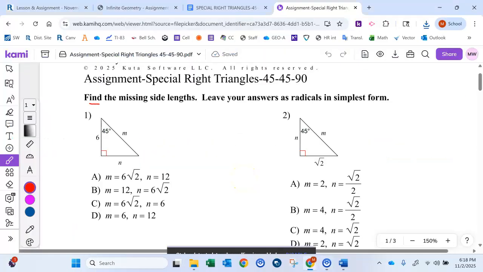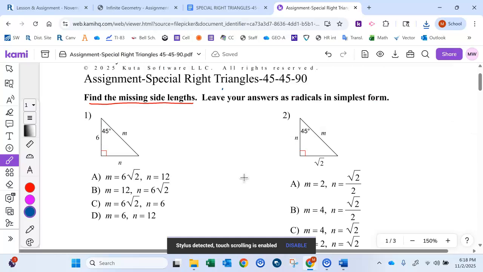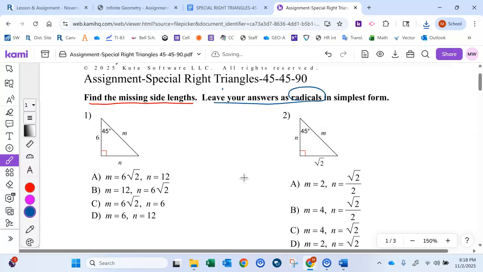Okay, so we're going to again find the missing sides of the triangle. And one of the things that you'll notice is it says leave your answers in radicals. Radicals are like this, root 2, because if we took our calculator and did that root 2, it would be 1.41 approximately, right? But we're going to leave it like that instead of using our calculator. It's much quicker anyway.